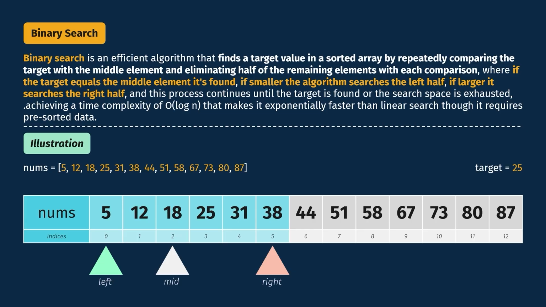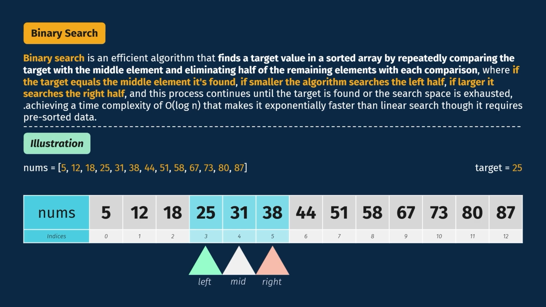We then compare. Is 18 equal to 25? No. Is 18 less than 25? Yes. That means our target must be in the right half of the current search space. So we move the left pointer to mid plus 1, which is index 3. Now let's recalculate mid. The mid pointer is at index 4, pointing to 31.